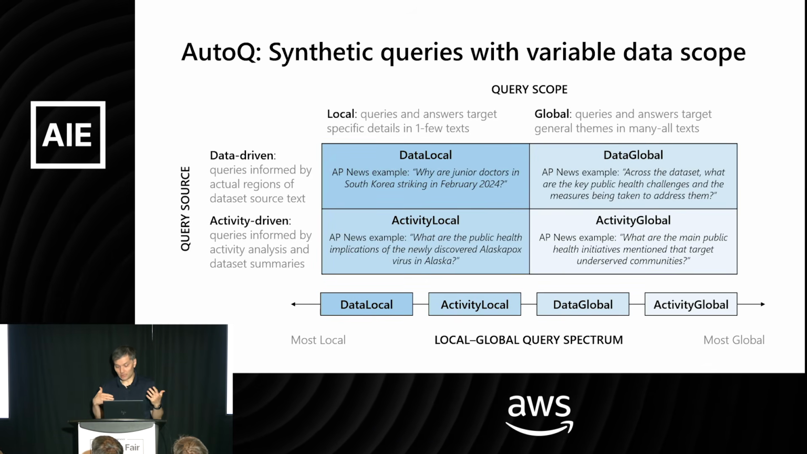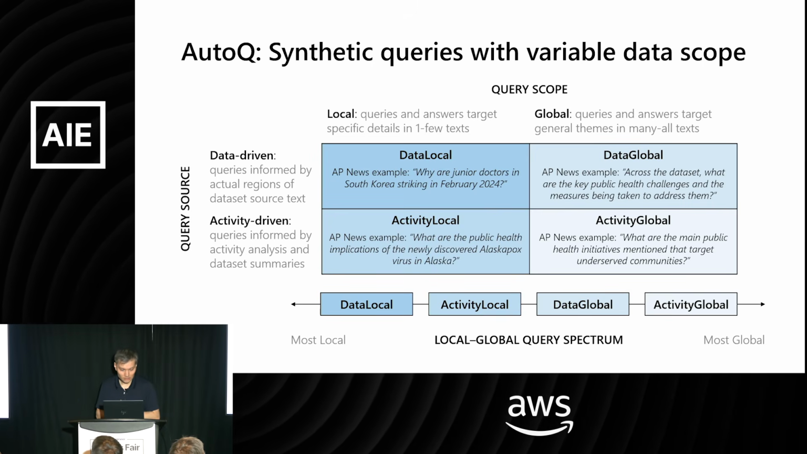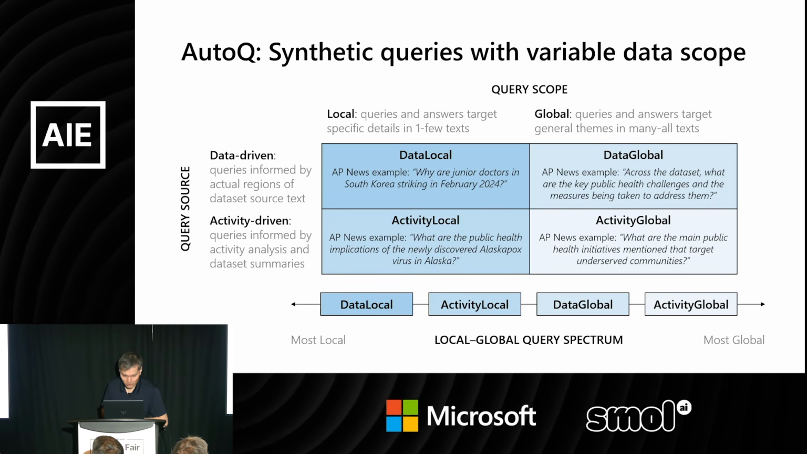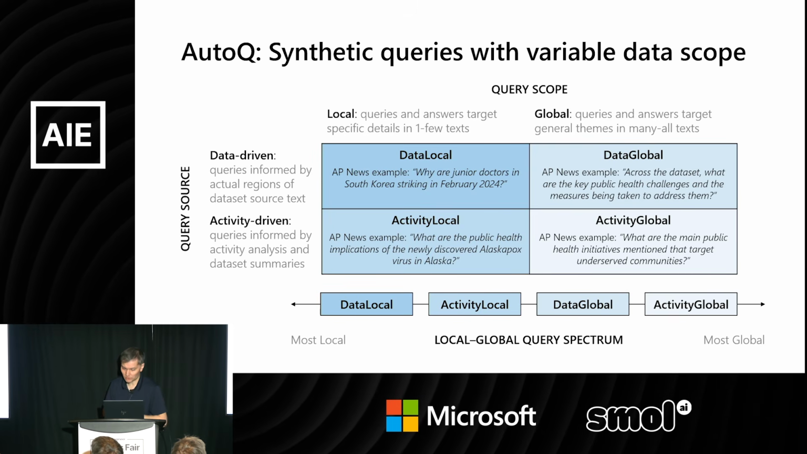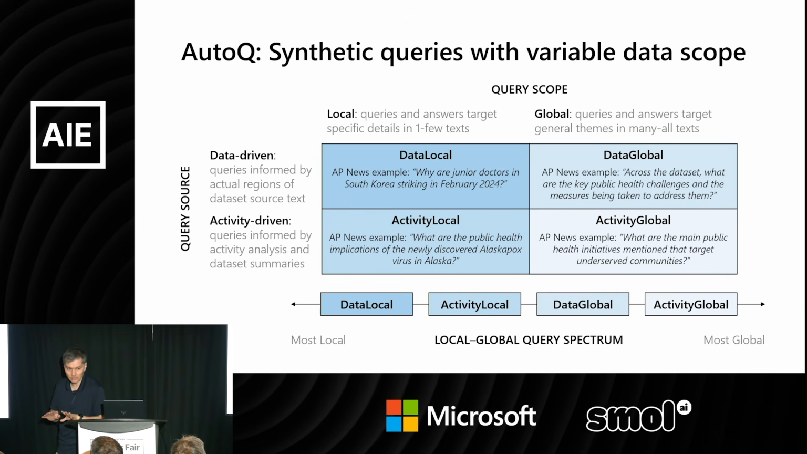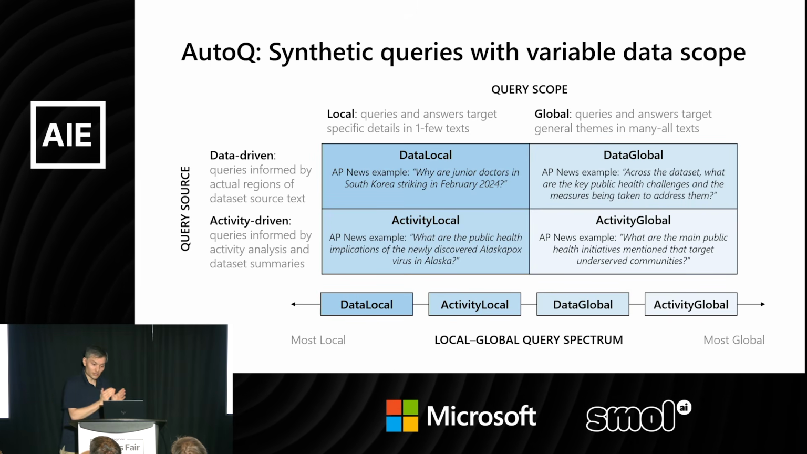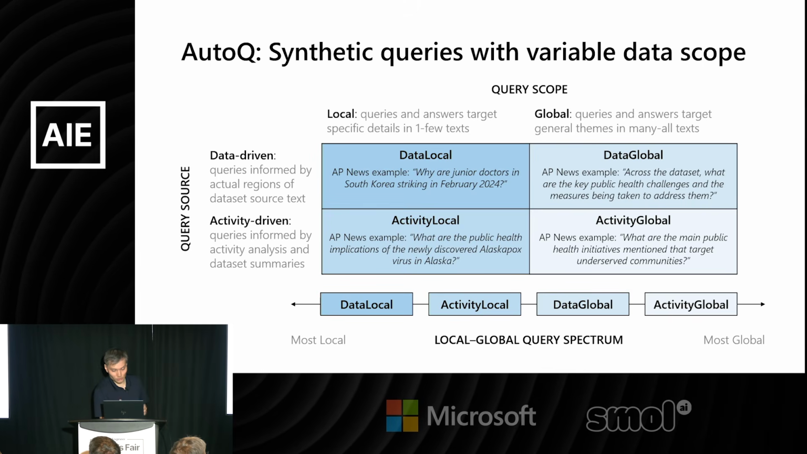This was built on an AP News data set that was focused on medical types of events. And so a data local question might be, why are junior doctors in South Korea striking in February 2024? There's a lot of highly specific information in this, and I would expect RegularRAG to perform very well on this type of question.